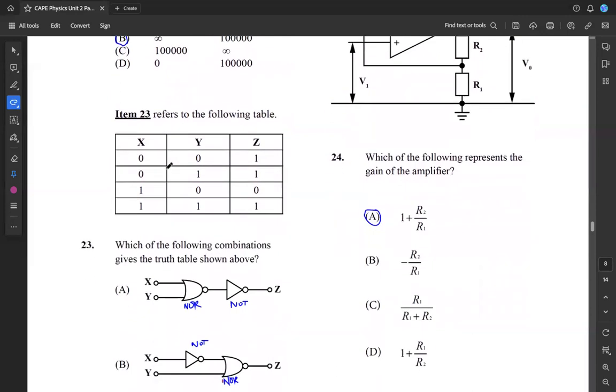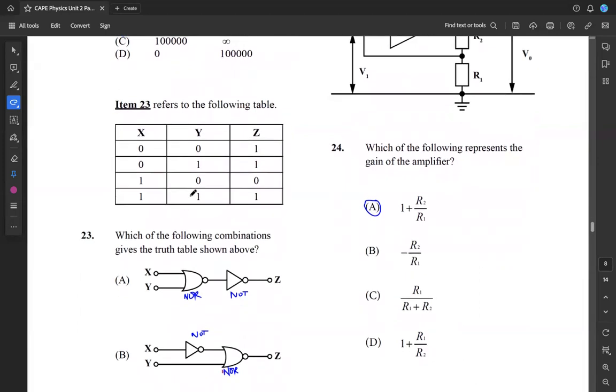So 23 is showing us a truth table, right? So we have X, Y, Z. These are our inputs, and this is our output that corresponds to these two inputs, okay? The question reads, which of the following combinations gives the truth table shown above? So this is our truth table, and we're trying to find which of these combinations would produce a similar output when given these inputs.